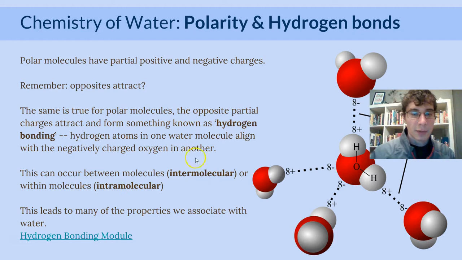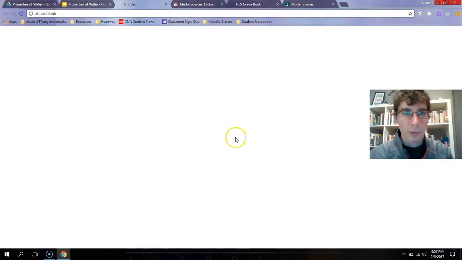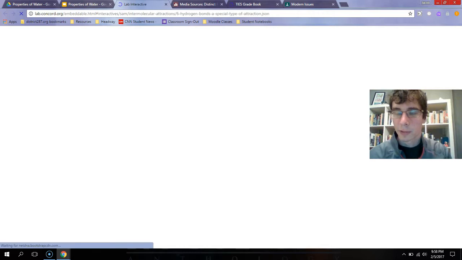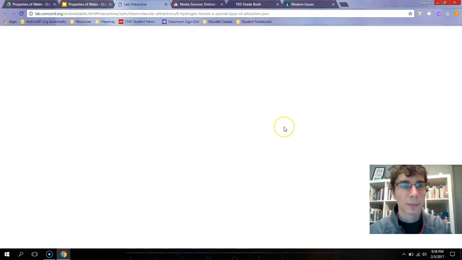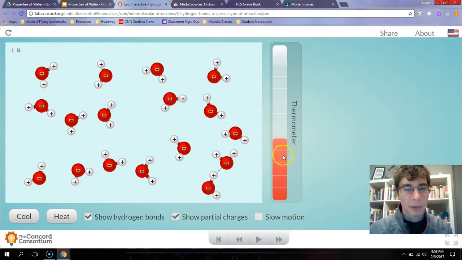And this also leads to many of the properties we associate with water. I just want to show you this little module quick right here, and you guys can explore this too at your leisure. All right. This is going to show us the partial charges in water molecules and how they might be moving around in a solution of water. In this case, we have a 2-dimensional glass of water, if you will. So there aren't water molecules in 3 dimensions, but it'll still give you a good idea.